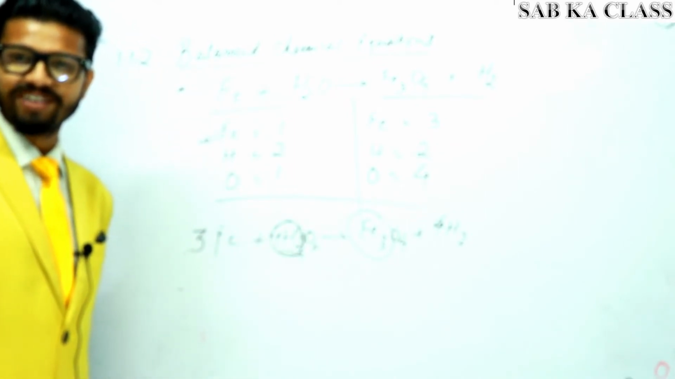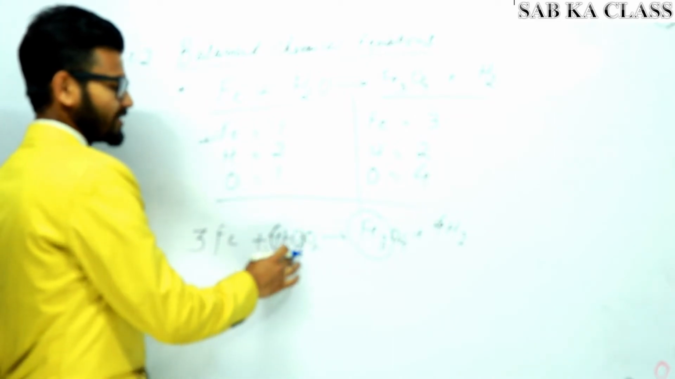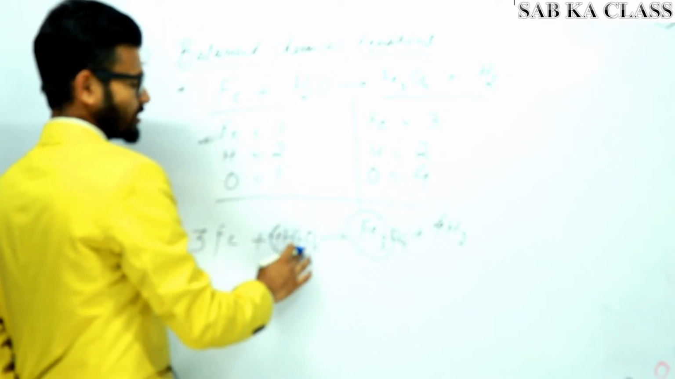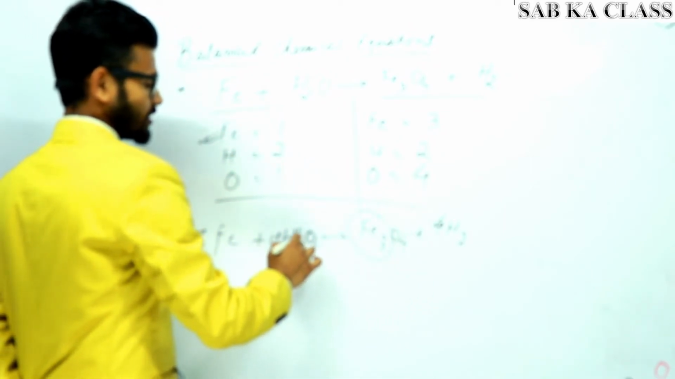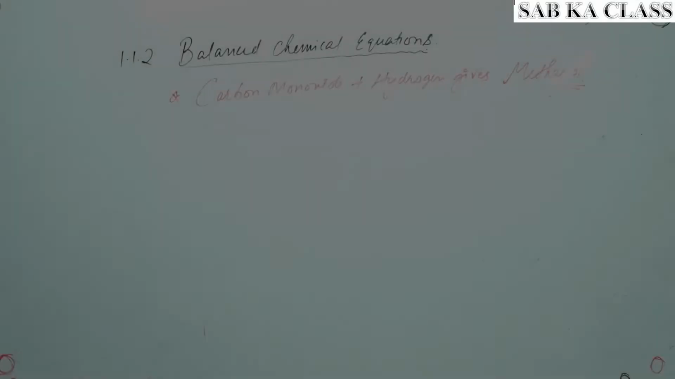I hope it is clear very well. You can see there is 3 ferrous plus 4 H2. So for this 4 makes it 8. There are also 8 hydrogen, and 4 oxygens are there. I hope it's pretty clear to everyone. Thank you for your response.